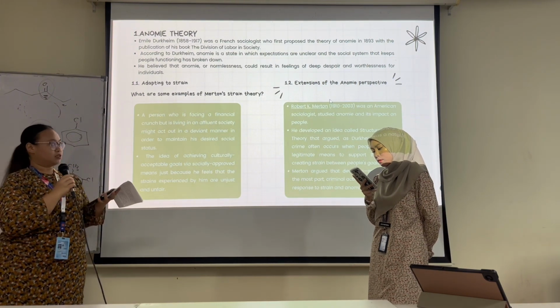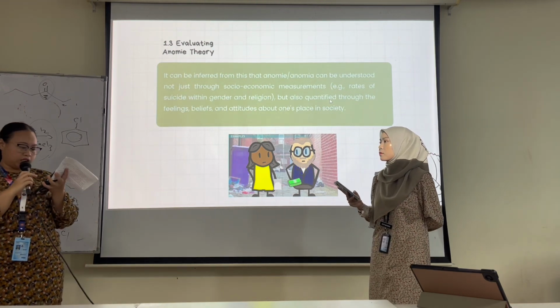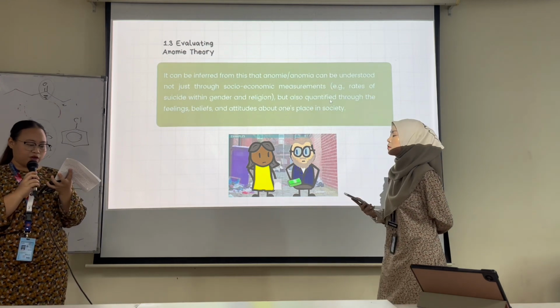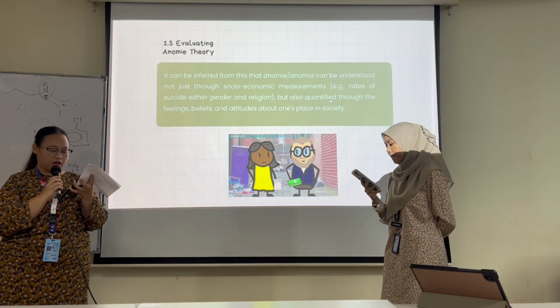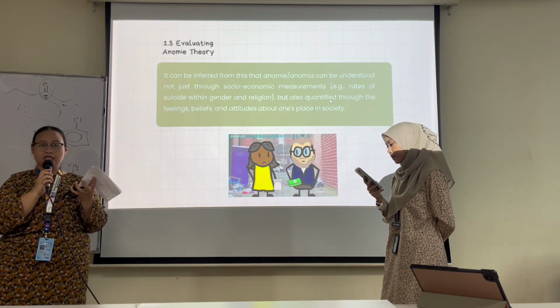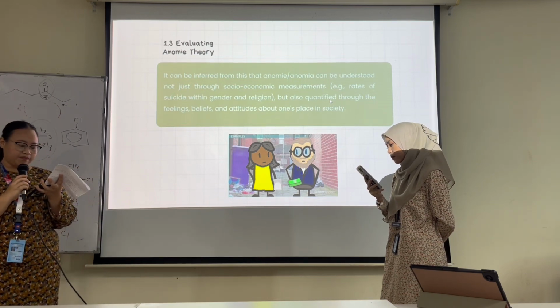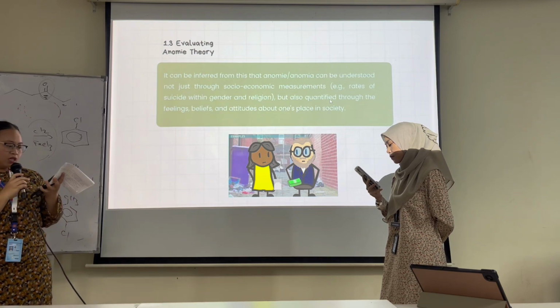So next. This is 1.3, evaluating anomie theory. It can be inferred from this that anomie can be understood not just through socioeconomic measurements, for example rates of suicide by gender and religion, but also qualified through the feelings, beliefs, and attitudes about one's place in society. So next.